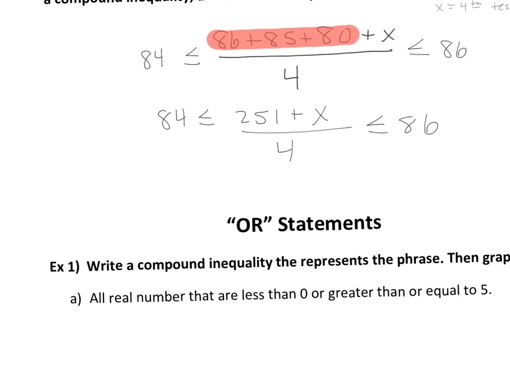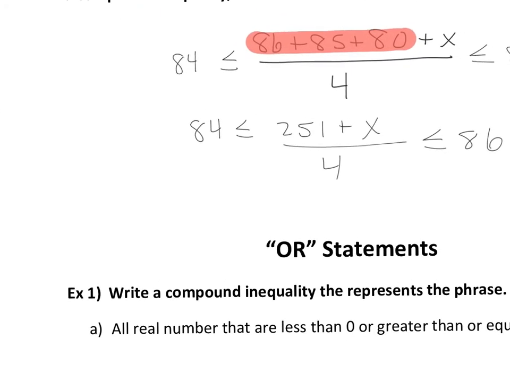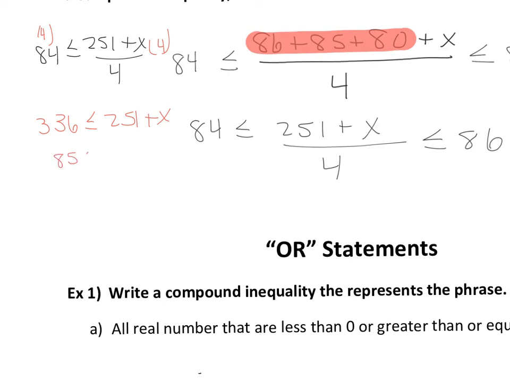Oh, I wrote kind of big there, didn't I? So we can get 84 is less than or equal to 251 plus x divided by 4. Okay, so the first thing I'm going to do is go ahead and divide by 4, or sorry, multiply both sides by 4. Okay, and I'm going to end up with 336 less than or equal to 251 plus x, and then I'm going to take the 336 minus the 251 from both sides and get 85.